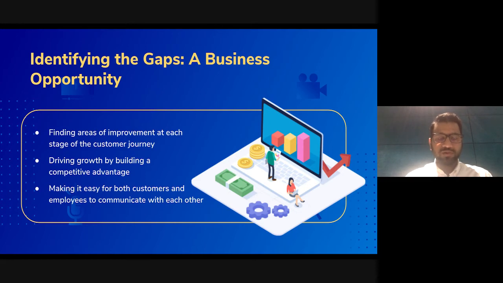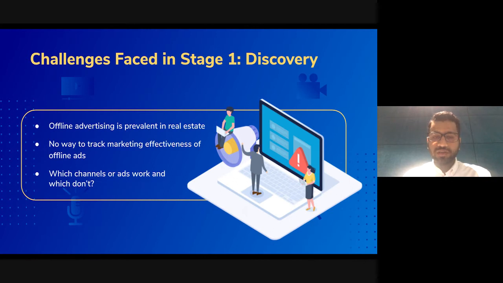So let's talk about what were the gaps that we were able to identify and how we solved for them. We are going to talk about the challenges faced in the first stage, that is discovery. In this stage, at least in real estate, most of the marketing today is also very focused on offline media. And for these offline media, the decision of buying which offline media works is more of a crude analytics, not a definitive analytical history that goes into defining what is working and what is not working.